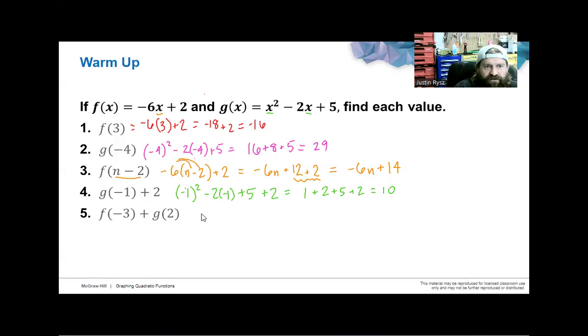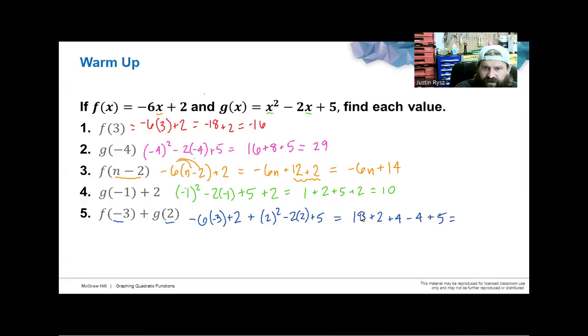All right, and last question here. What's f of negative 3 plus g of 2? So that means we're going to plug a negative 3 into the f equation. So negative 6 times negative 3 plus 2. And then we're going to plug a 2 in for the g equation. 2 squared minus 2 times 2 plus 5. Ooh, it's big. Let's multiply. Negative 6 times negative 3 is 18 plus 2. All right, then we got 2 squared is 4. Negative 2 times 2 is negative 4. And then we got plus 5.